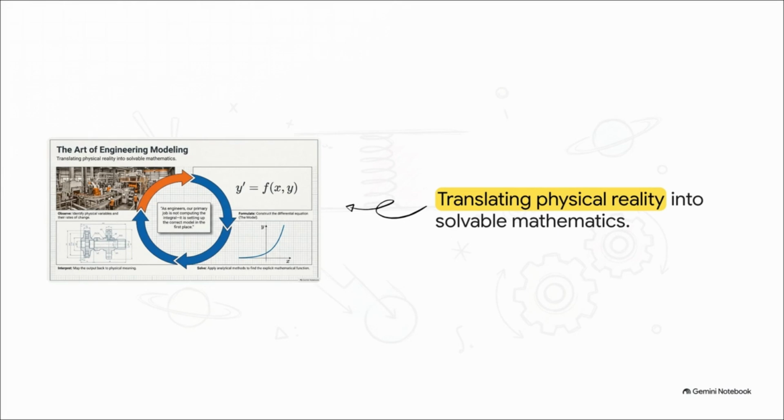Today, we're going to learn exactly how to turn that chaotic reality into solvable equations. Let's talk about the art of engineering modeling. Because as engineers and applied scientists, our world isn't just numbers on a page. It's messy, physical stuff. Our real job starts by observing those chaotic physical variables and how they change over time. Ultimately, our primary job isn't actually computing the integral. It's setting up the correct model in the first place. The math? The math is just our tool to predict reality.